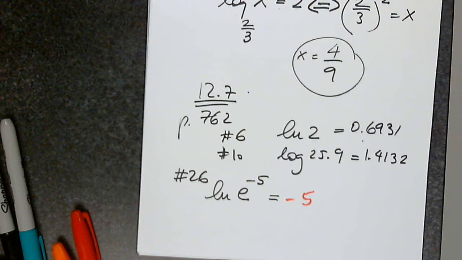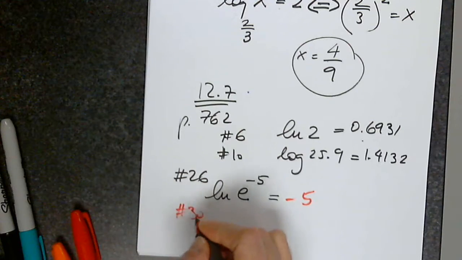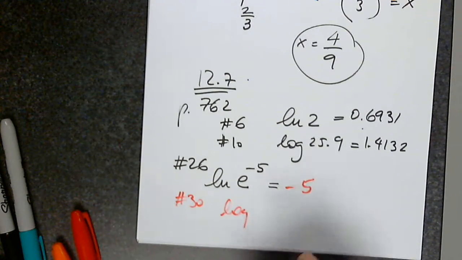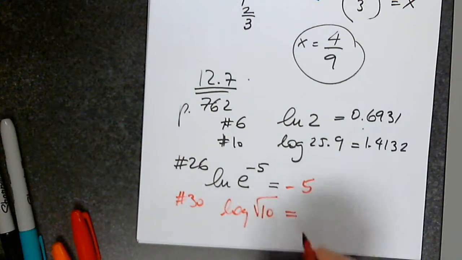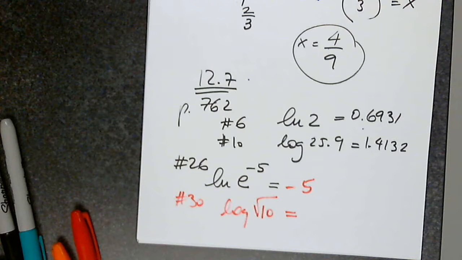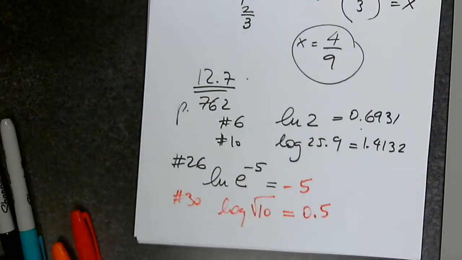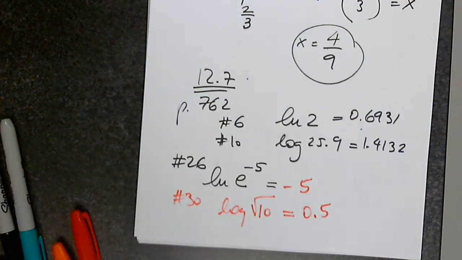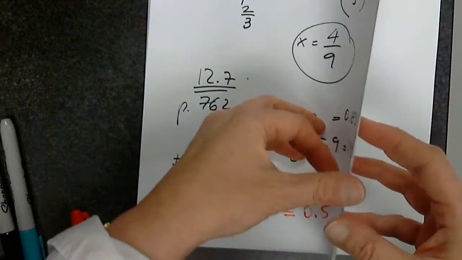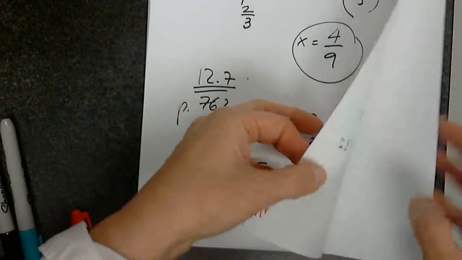Let's say 30. Log of the square root of 10. Very good. Good. So let's look at a couple of equations from the same page.